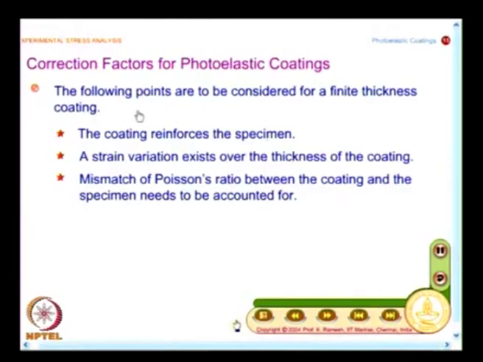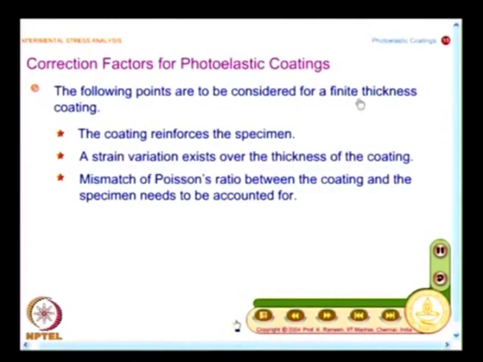Suppose I have a magic material, I simply go and spray it on the actual specimen, which is what is done in the case of image correlation. You have a white paint, or in thermoelasticity, you put a black paint, where the coating thickness is negligible, in terms of microns it will be. But in the case of photoelastic coating, I have already said coatings of the order of 3 millimeters are not uncommon. So, you are handling a coating which has a finite thickness. So, when you look at finite thickness, you should also look at whether the coating reinforces the specimen significantly.